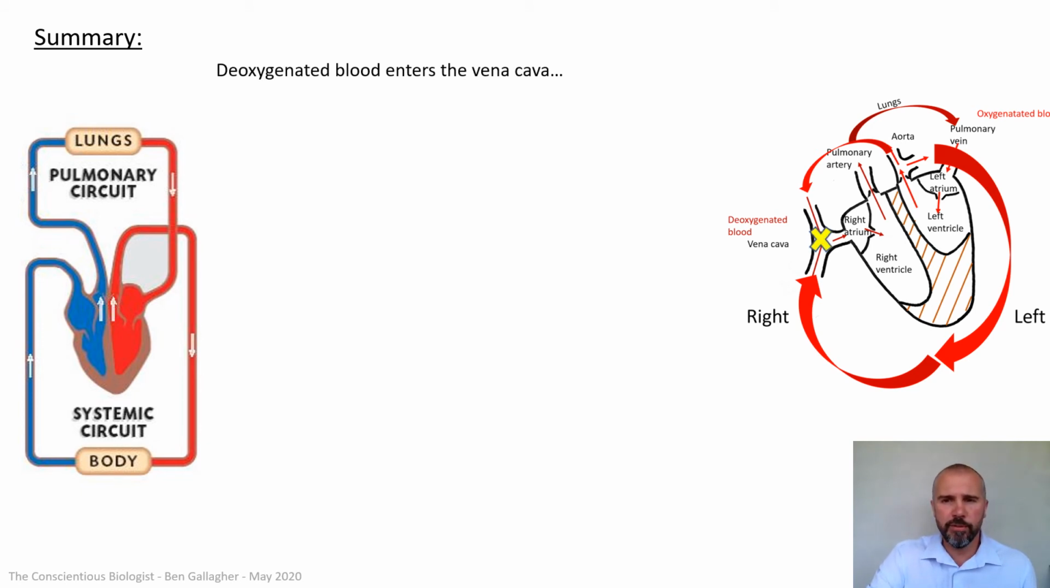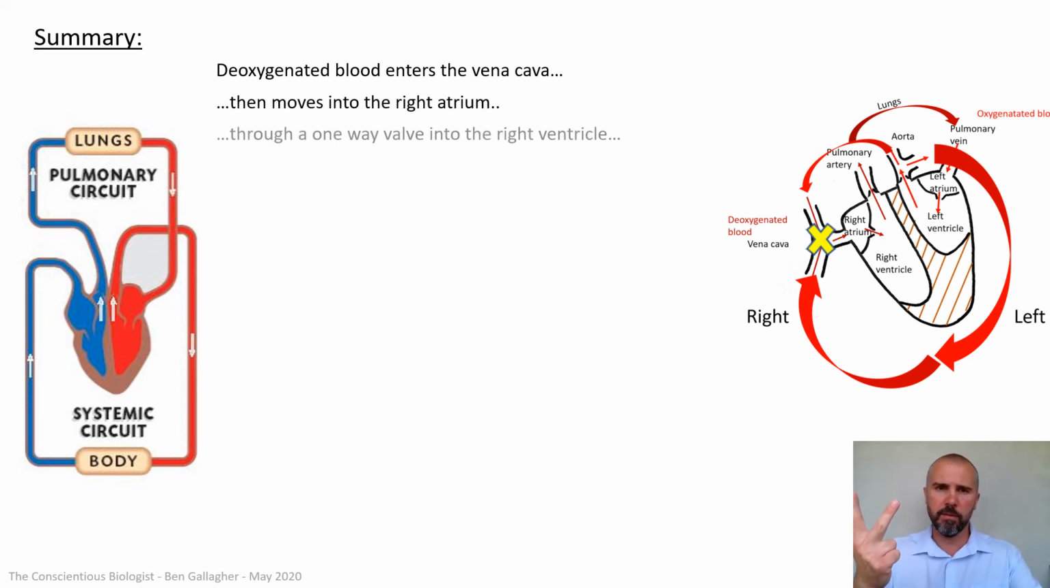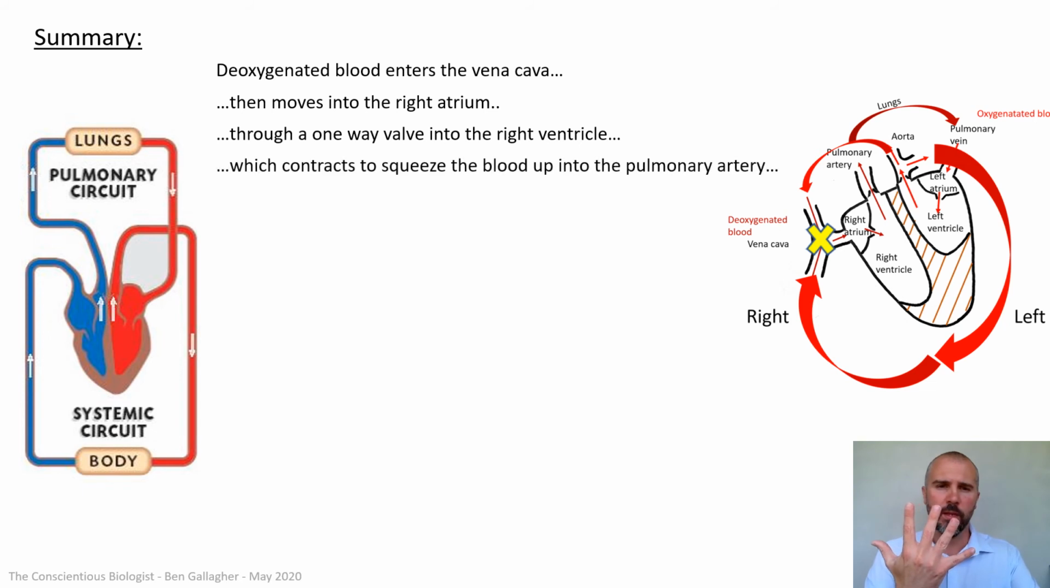So let's start off in the vena cava. I've just put a flashing cross up here so you can see my start point. So deoxygenated blood, 1 mark, enters the vena cava, 2nd mark, it's a key term. Then moves into the right atrium, key chamber, another mark, through a one-way valve into the right ventricle. We're up to 5 key points already, which contract to squeeze the blood up into the pulmonary artery. Contract could be worth a keyword in it, could be worth a mark in its own right, and pulmonary artery definitely would be. So we're now into 7.